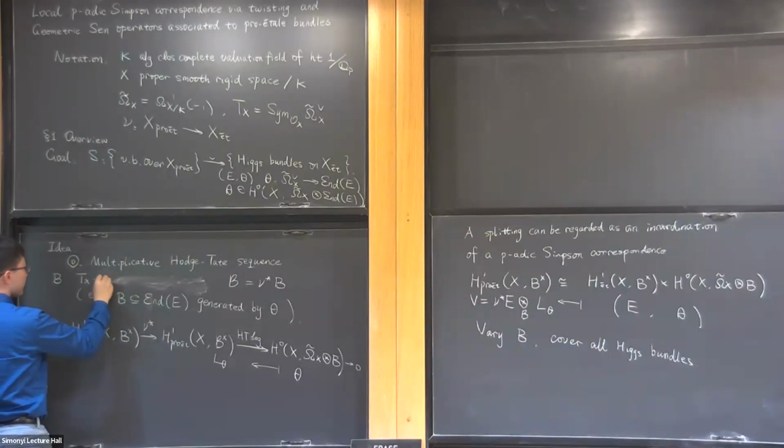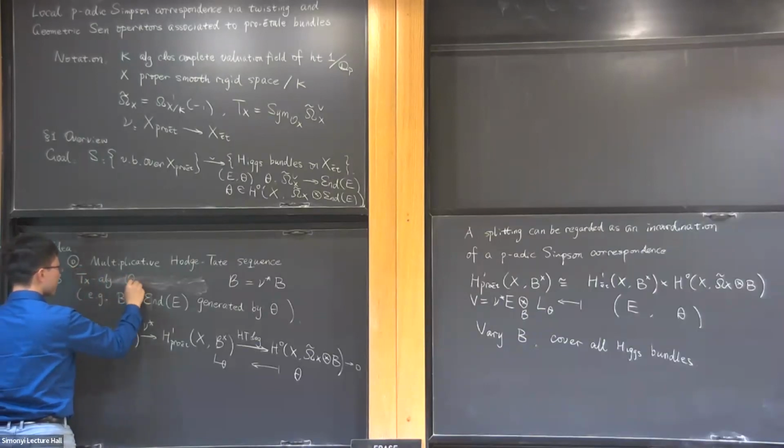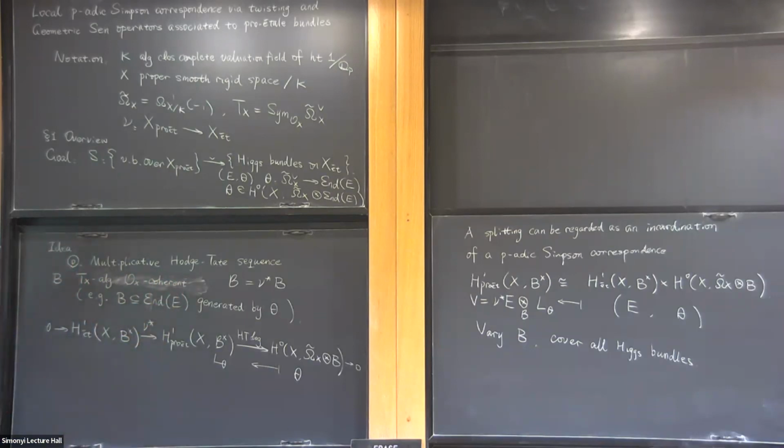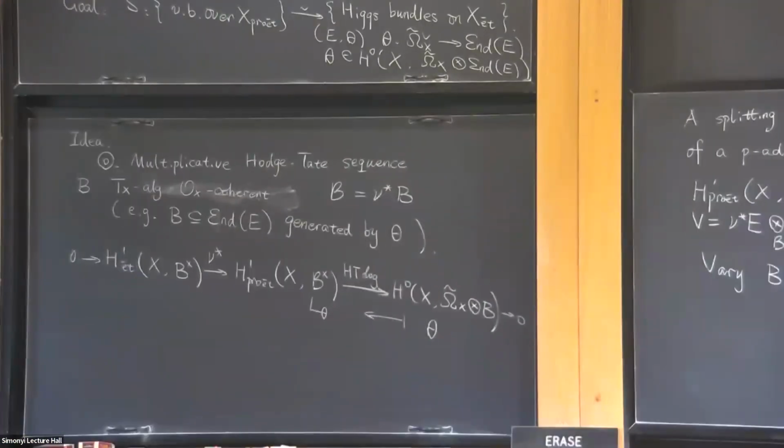Which is a TX algebra and OX coherent. But I don't know if this will resolve your concern. Sorry, I'm just thinking of the stupid example where B is a skyscraper sheaf. I would have guessed that the H1s were both 0, but the H0 is non-zero. I think in his paper maybe he also assumed B is OX torsion free. Yeah, but when he proves this proposition, he didn't assume this is OX torsion free.